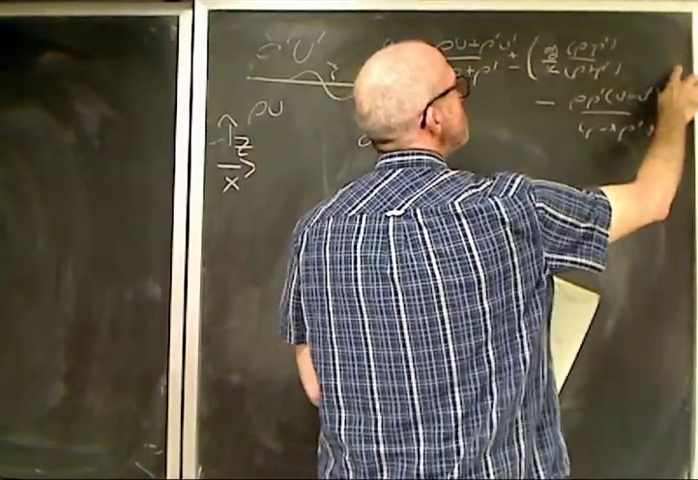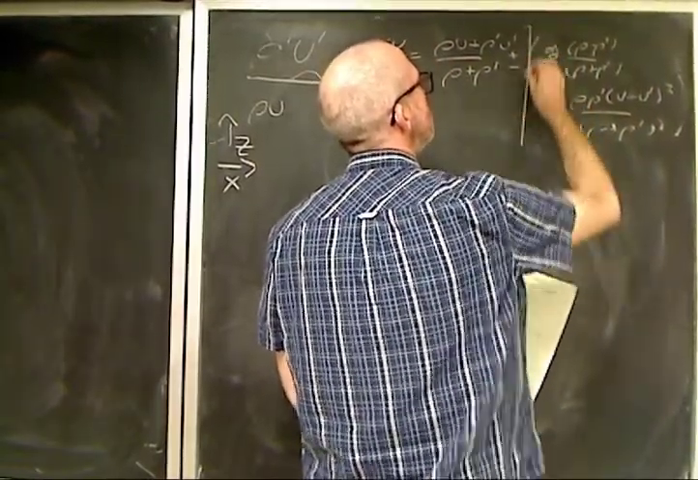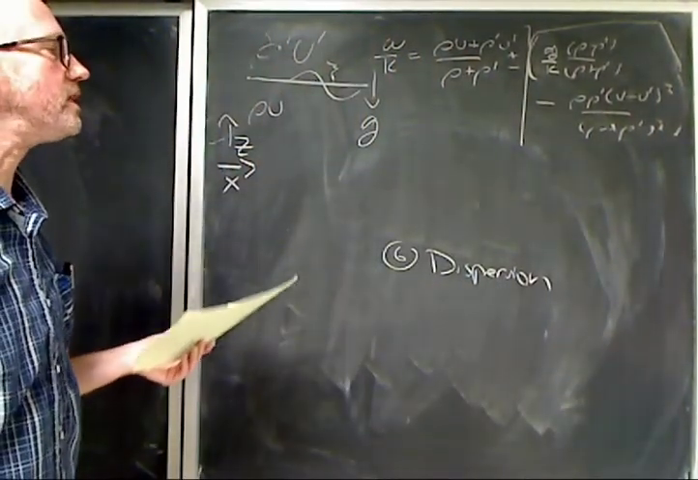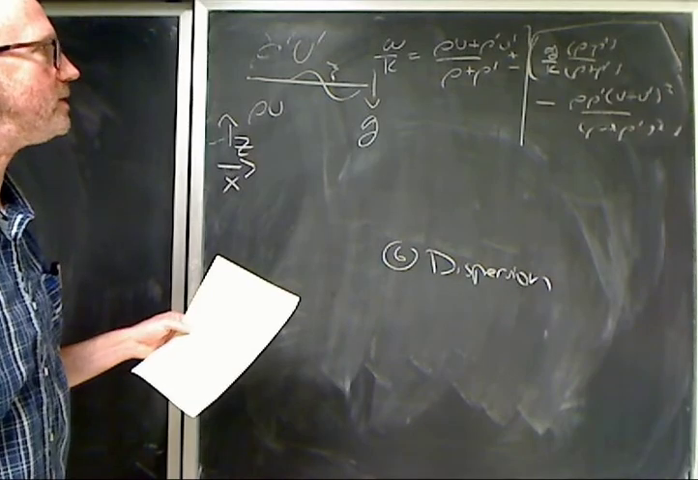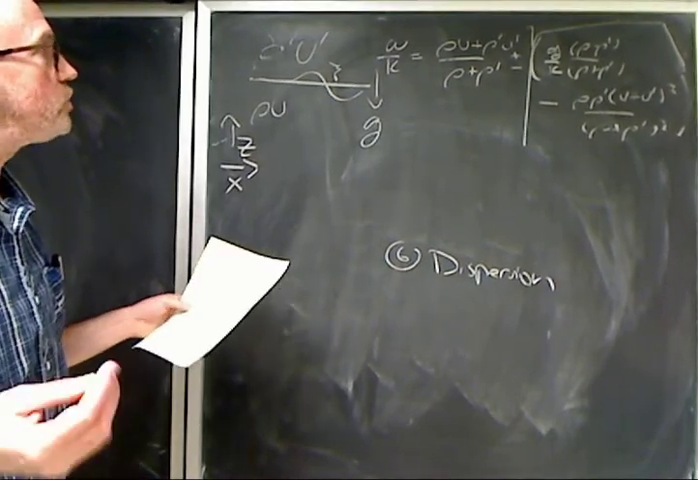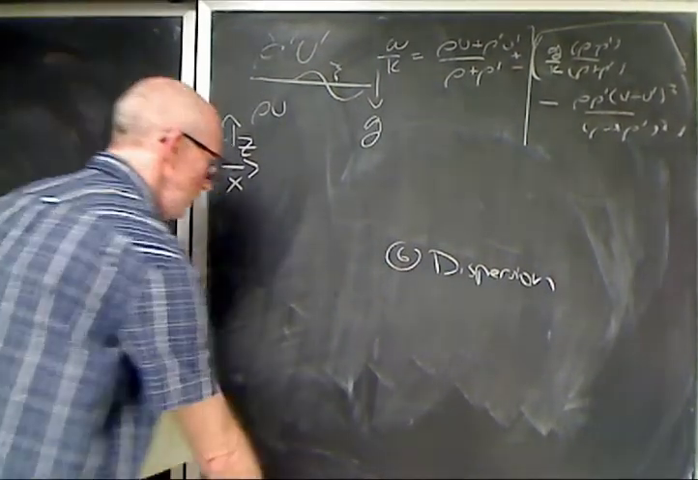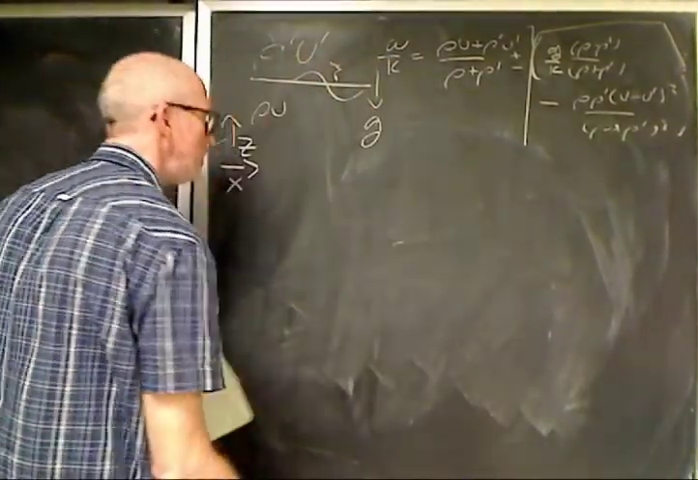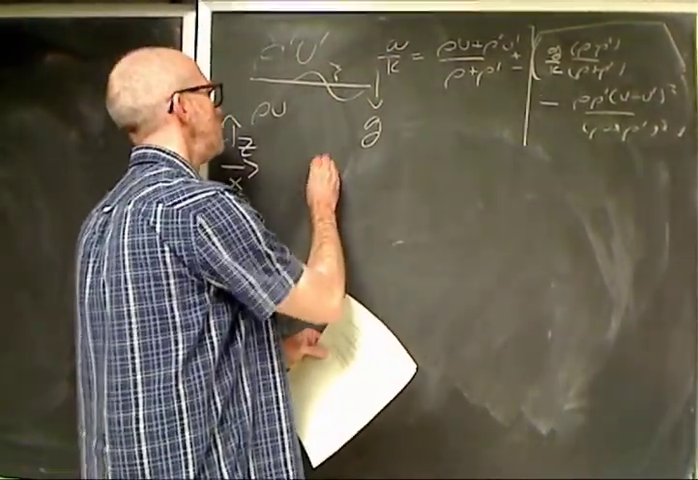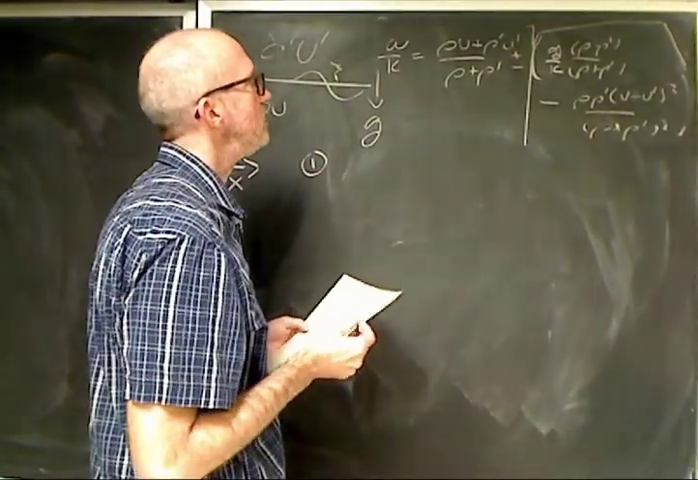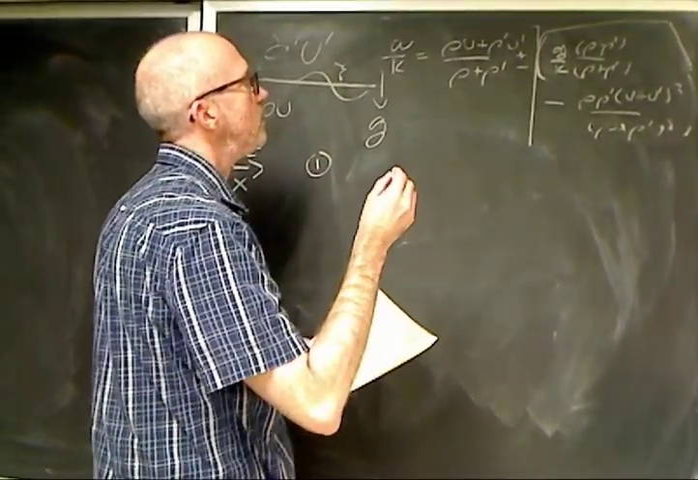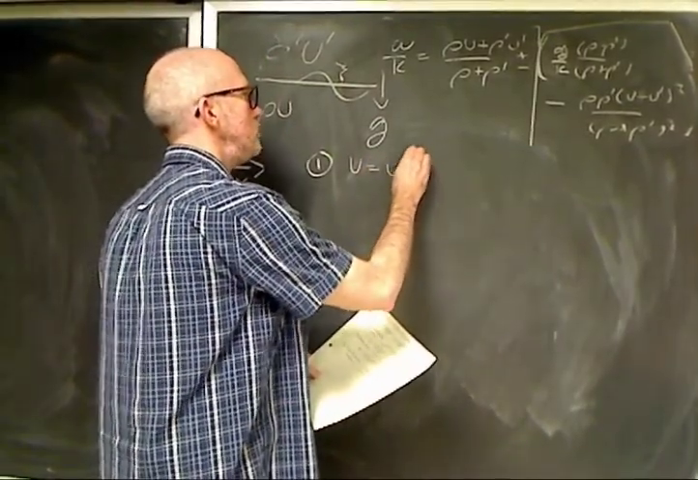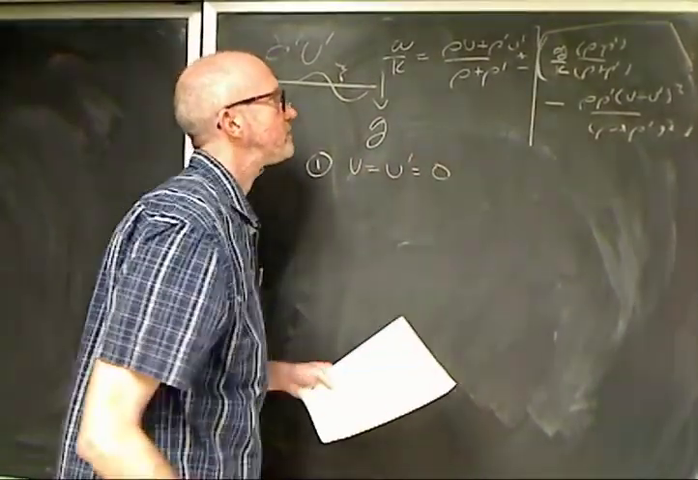Square root of, maybe it's easier if I try to do it square root. Square root of all of this business. If I planned ahead a little better, that would have looked nicer. But so we have several different scenarios that we're gonna talk about. So the first scenario is where, let's see, u equals u prime equals 0.